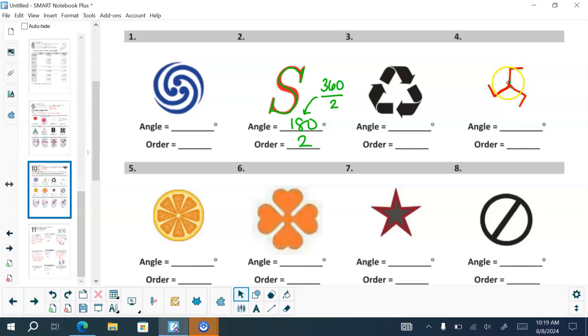I'm going to pick it up and I'm going to start rotating it. So right here's where I start. Once I get my blue dot back up to the top, then I know I'm done.